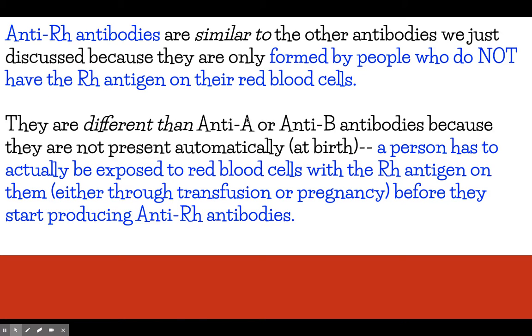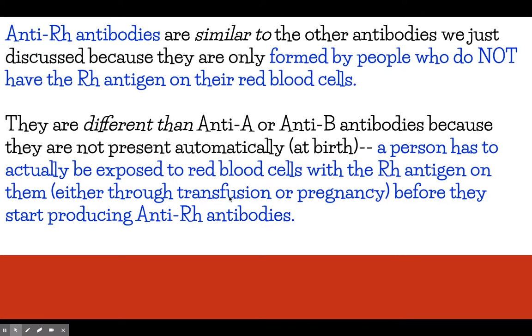RH antibodies are different than anti-A or anti-B antibodies because they are not present automatically at birth. A person has to actually be exposed to red blood cells with the RH antigen on them before they start producing anti-RH antibodies, meaning they have to become sensitized. This happens one of two ways.